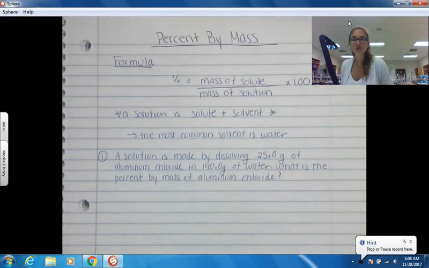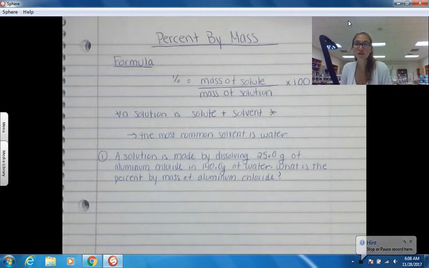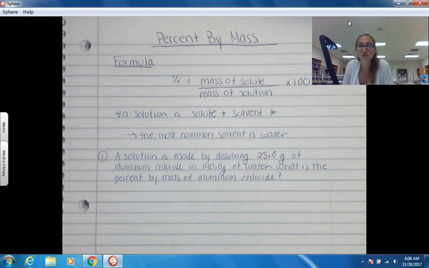Okay, so today we're going to talk about percent by mass. Throughout this unit, we're going to be talking about different ways to figure out the concentration of a solution. Concentration tells us how much of the solution is going to be our solute compared to the amount of actual solvent that we have. And so percent by mass does just this.